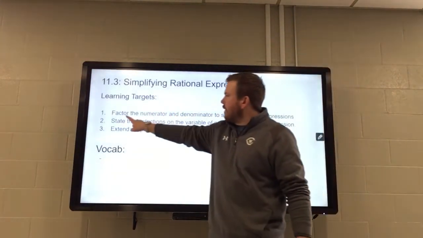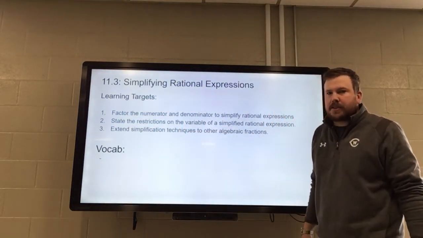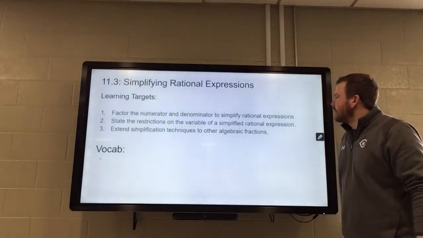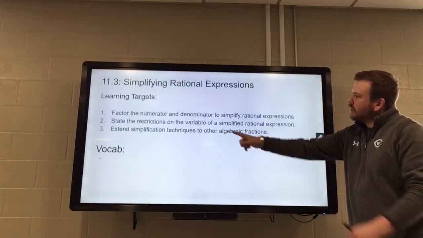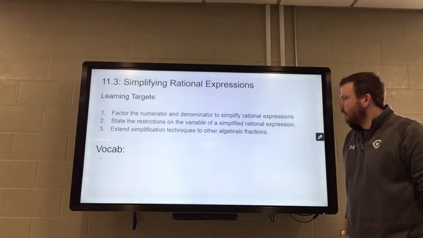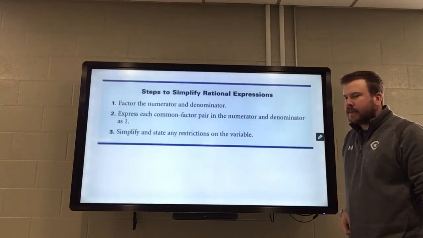Three learning targets today. First, we want to factor the numerator and the denominator to simplify rational expressions. Second, we're going to state the restrictions on the variable of a simplified rational expression. And last, we're going to extend simplification techniques to other algebraic fractions. Let's get to work. No vocab today, by the way.